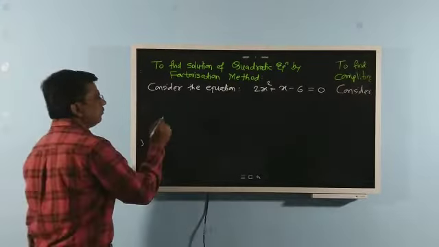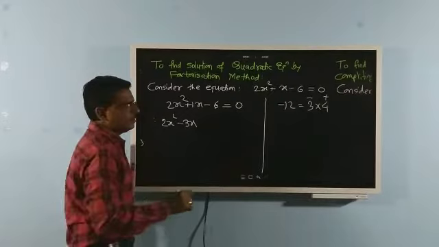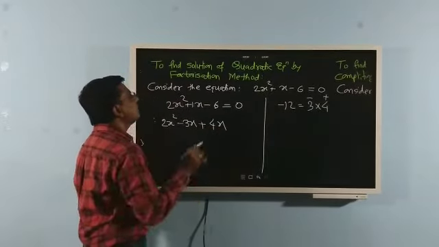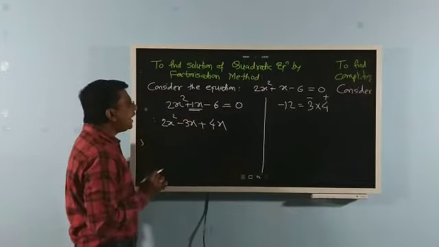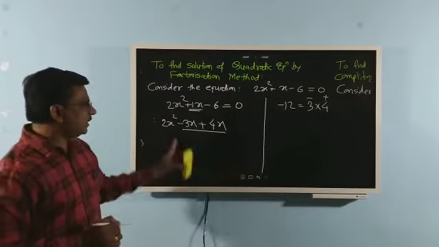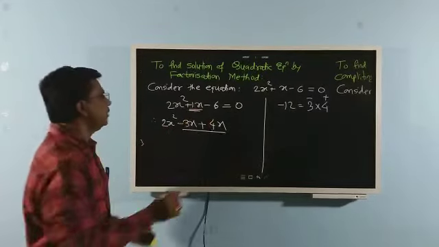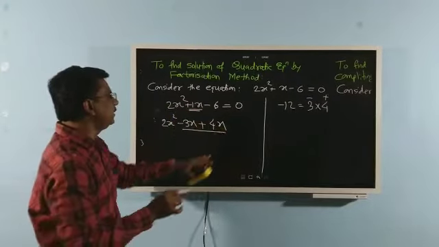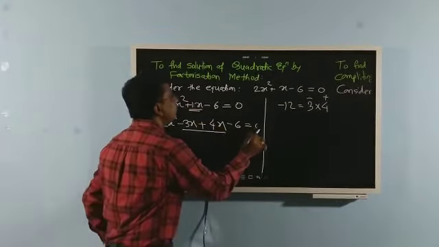Now here, we split the middle term. The middle term is x. So 2x square, then minus 3x, and plus 4x. This x can be written as minus 3x plus 4x. So minus 3x plus 4x is plus x. We do not change the equation, we just split the middle term. Minus 6, that is equal to 0.